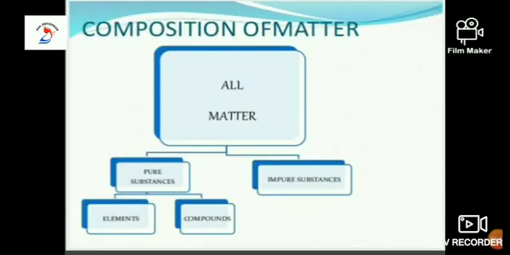Matter can be classified in a number of ways. First of all, it is broadly classified into two types: pure substance and impure substance. Pure substances are classified into two types, elements and compounds, which we read in our class 6 separation of substances. A pure substance is one which is made up of only one kind of atom. We will be studying about atoms, molecules, and how to write a chemical symbol in the upcoming slides.